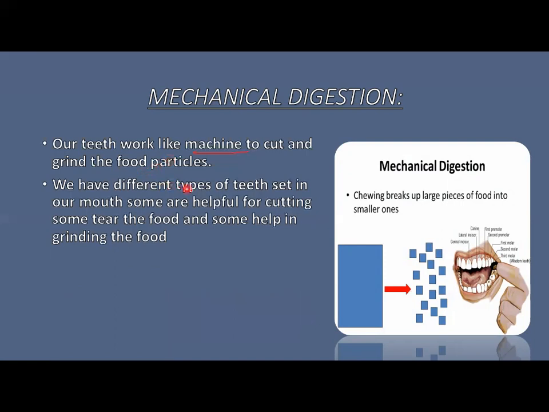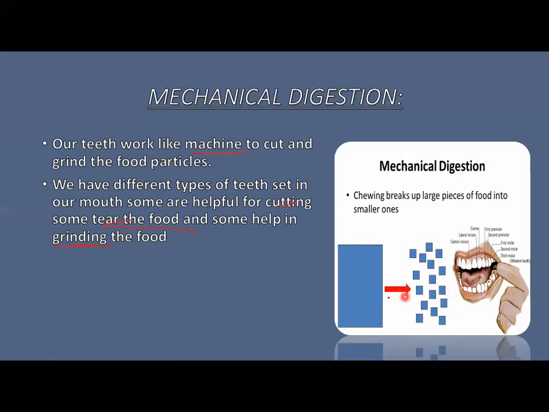We have different types of teeth in our mouth. Some of them are helpful for cutting, some help to tear the food, and some help in grinding the food. But the most important thing is that no enzyme and no chemical is included.